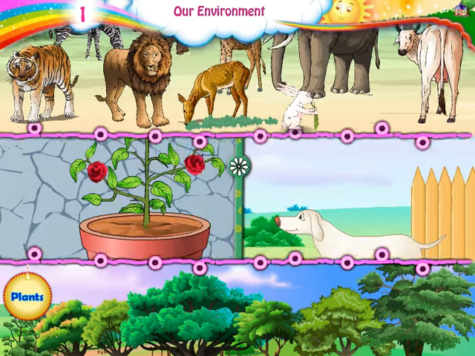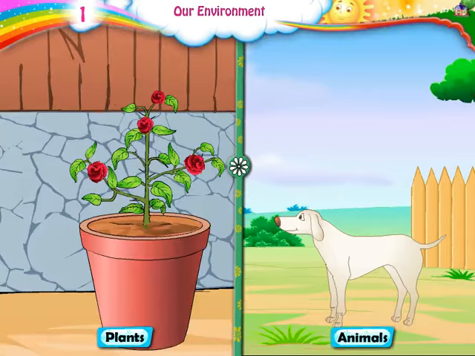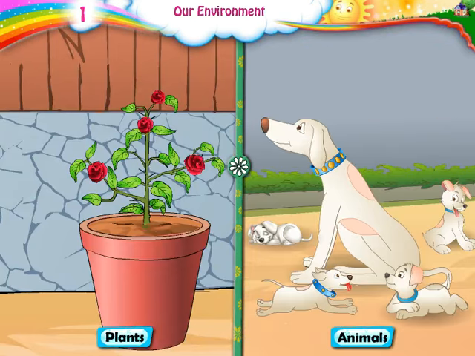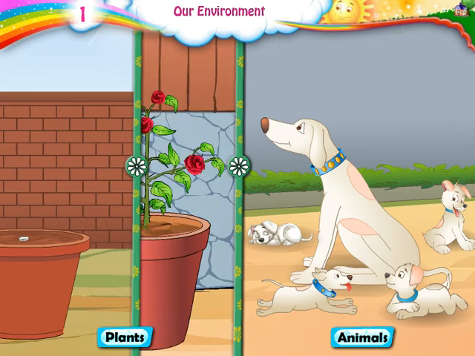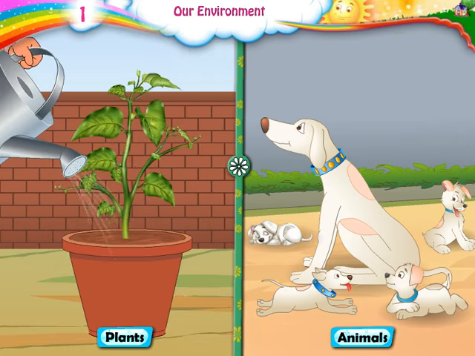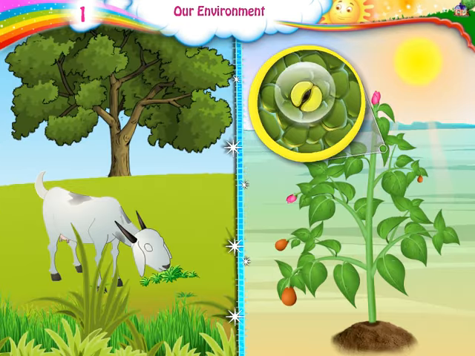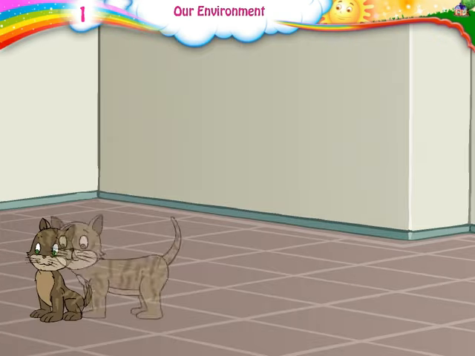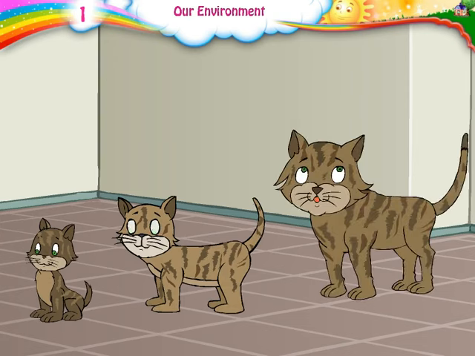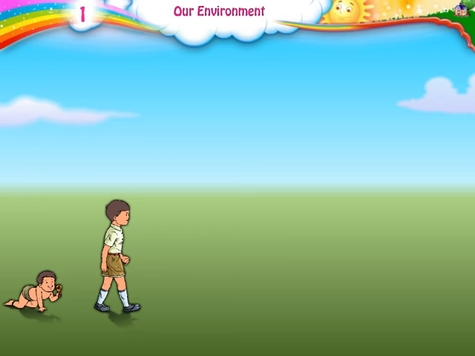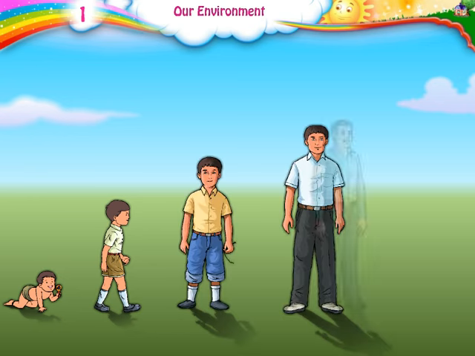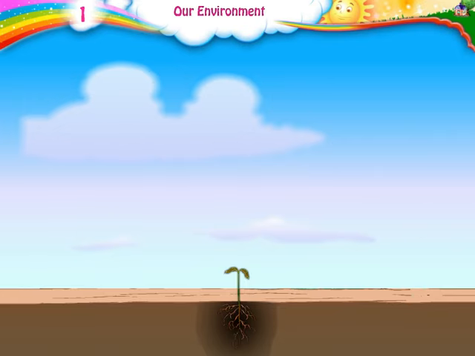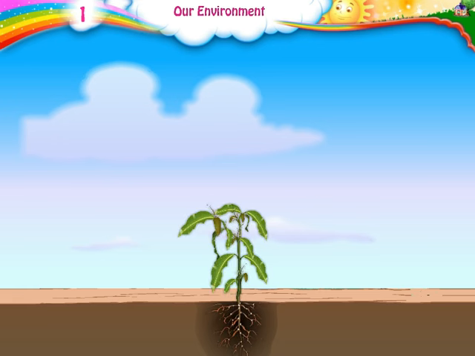Let's learn about the similarities between animals and plants. Animals give birth to babies. In the same way, seeds present in fruits and vegetables give rise to seedlings. Both animals and plants need food to grow. Kittens grow and become cats. Likewise, a human baby grows into a child and then into an adult. This happens exactly in the case of plants too. Seedlings grow into plants.